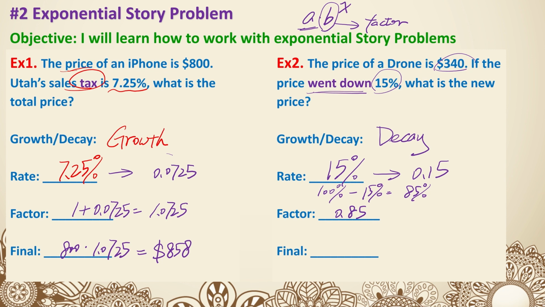So in other words, in the previous example, you can also choose to calculate 100% plus the 7.25%, which is going to give us 107.25%. And when you rewrite it into a decimal, it's 1.0725. That also works. Now to calculate the final, it's always going to be the original price multiplied by the factor. So it's 340 times 0.85, which is going to be $289. That's example 2.